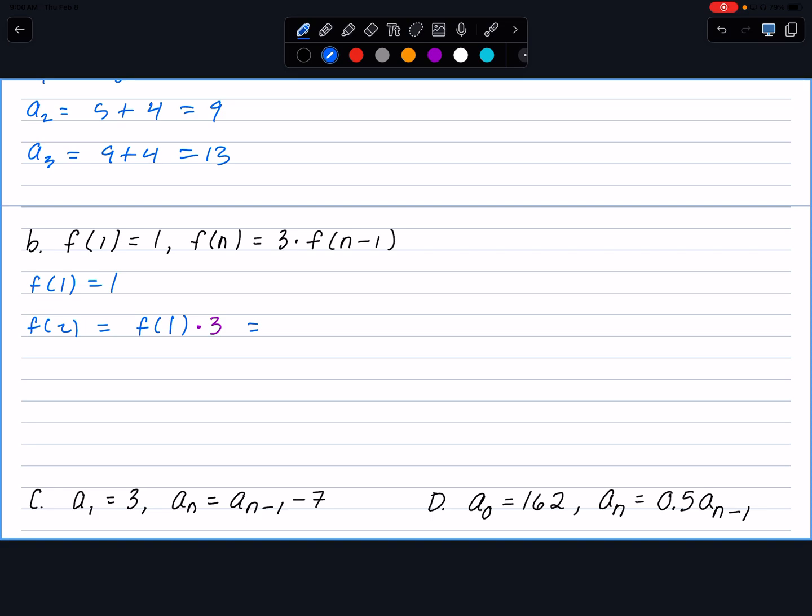So in this case, f of 1 was 1. We're multiplying it by 3. We get 3. In order to find the next term in the sequence, we take our previous term, which was 3, and we multiply it by 3, which is 9. To find the next one, hopefully you guys get the idea. We take our previous term, which was 9, multiply it by 3, and we keep on going.